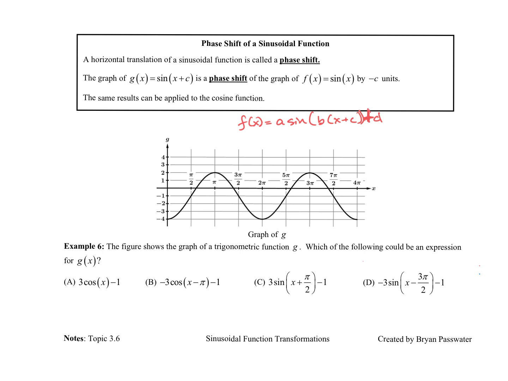In example 6, we need to figure out which trig function goes with the graph. All right, so let's just look at the graph. What's my midline? So what's my d? Let's break it down a little bit. What's my d? Negative 1. My midline here is y equals negative 1, so my d is negative 1. And then what's my amplitude? My amplitude is 3.